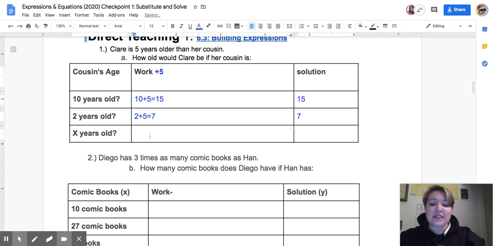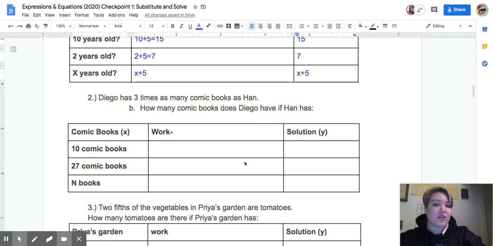So if her cousin is X years old, we're going to add the 5 to that X. X is an idea, right? It is the cousin's age. So whatever the cousin's age is, we're going to add 5 to find Claire's age. Let's look at Diego.